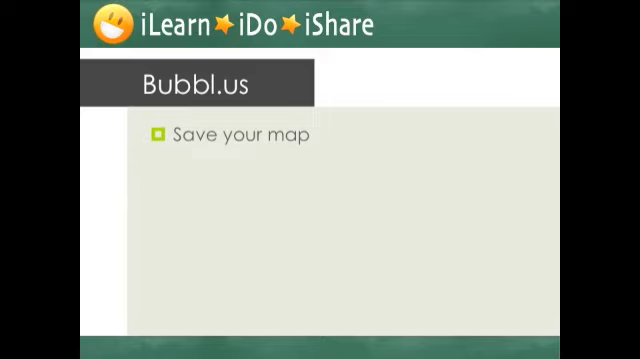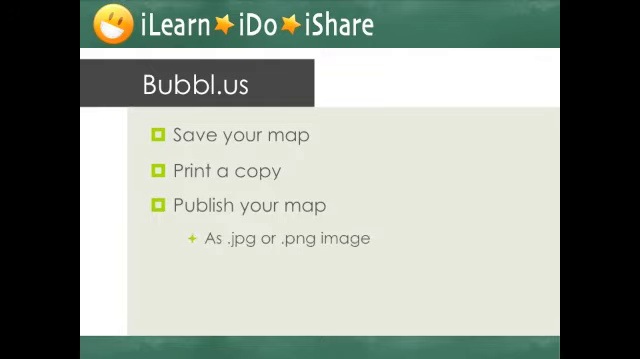During this video, we will pick up where we left off in Lesson 1. I'll show you how to save your brainstorm map, print a copy of your map, and publish your map as either a JPEG or PNG image file that you can insert into your documents and presentations. Or create an interactive HTML widget for your blog or website that will allow your visitors to pan, zoom, and really get into your brainstorm map.